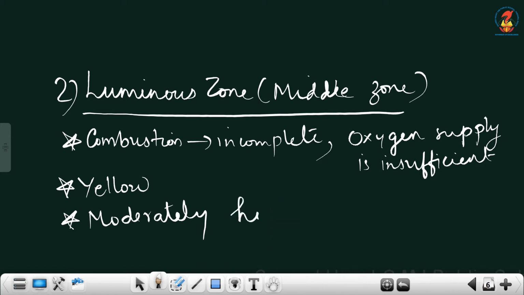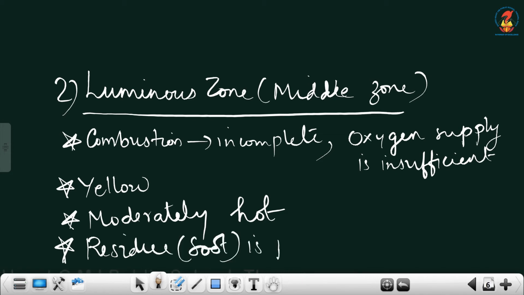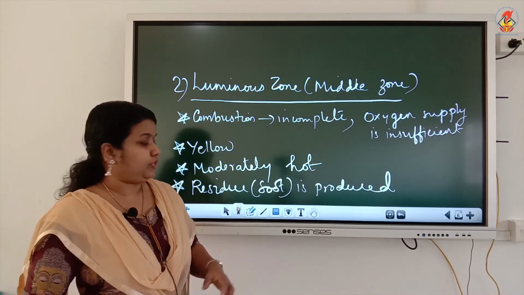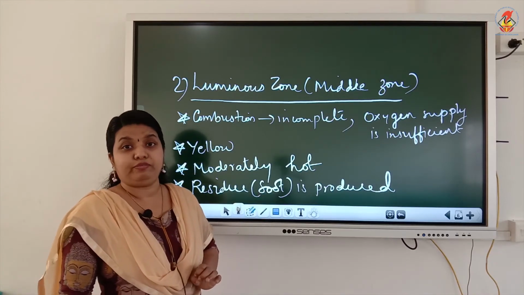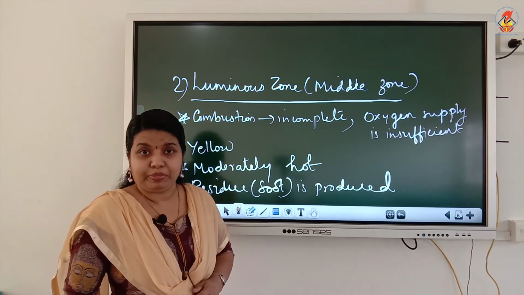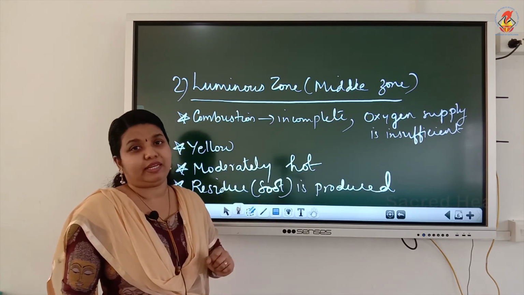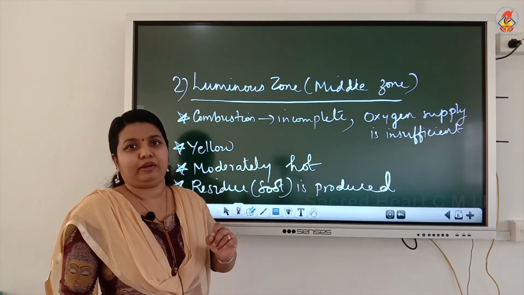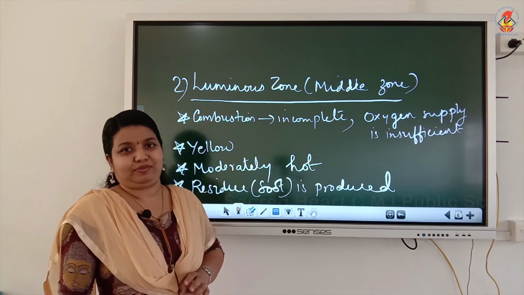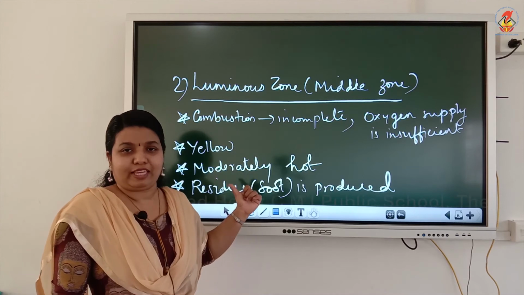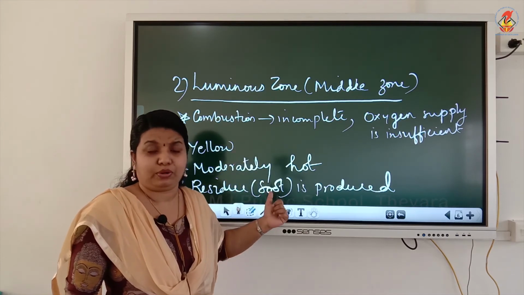Because the combustion is not complete, the heat produced is moderate only. And the last one, soot or residue is produced on the objects placed in this zone. Why? Because combustion is incomplete and there are unburned carbon particles. Particles which are not burnt get deposited in the vessel as soot. So soot will be produced if you are keeping objects in the yellow zone of the flame.